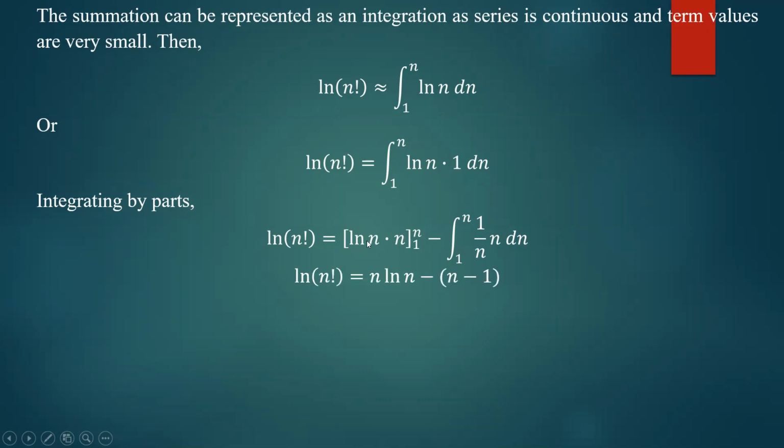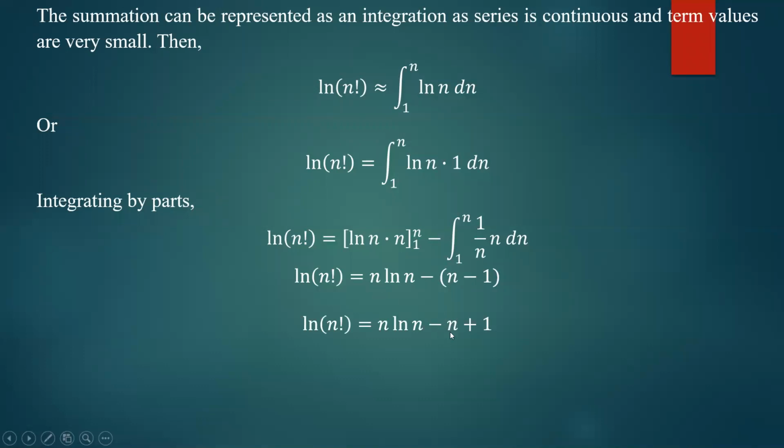If you simplify this, the first term is n ln n, minus ln of 1, which is 0. Ln of 1 is 0, so the second term becomes 0 here. Minus integration: the n gets cancelled, you will get integration of dn. So the upper limit is n, the lower limit is 1, so you will get n minus 1. Then you simplify it further, you will get n ln n minus n plus 1.